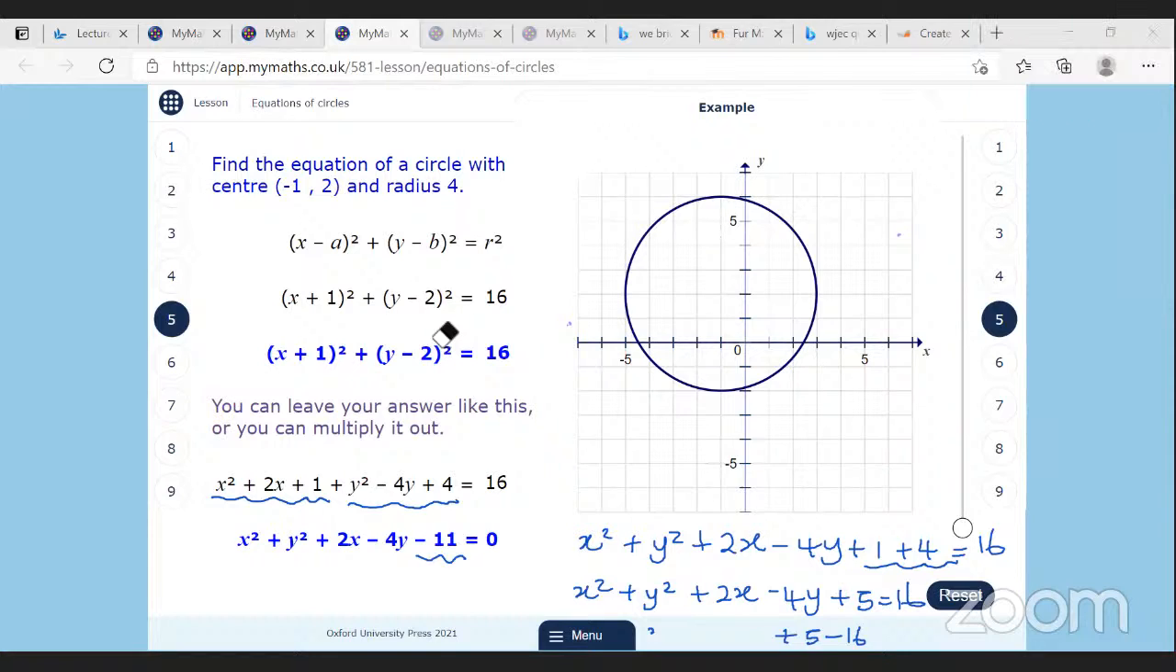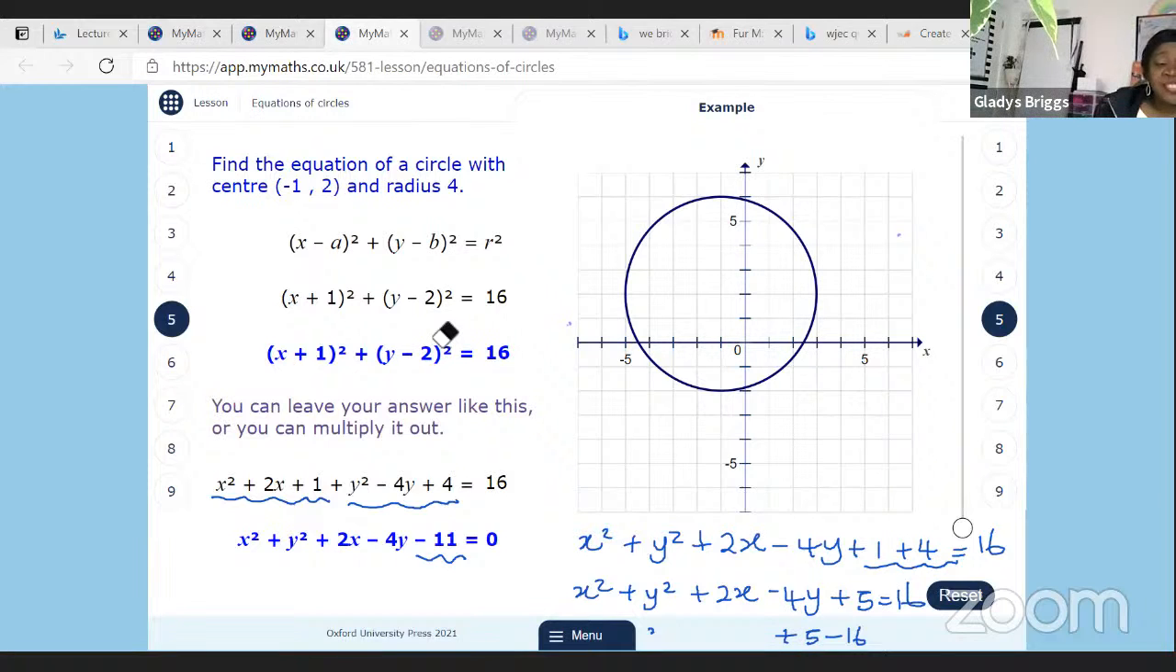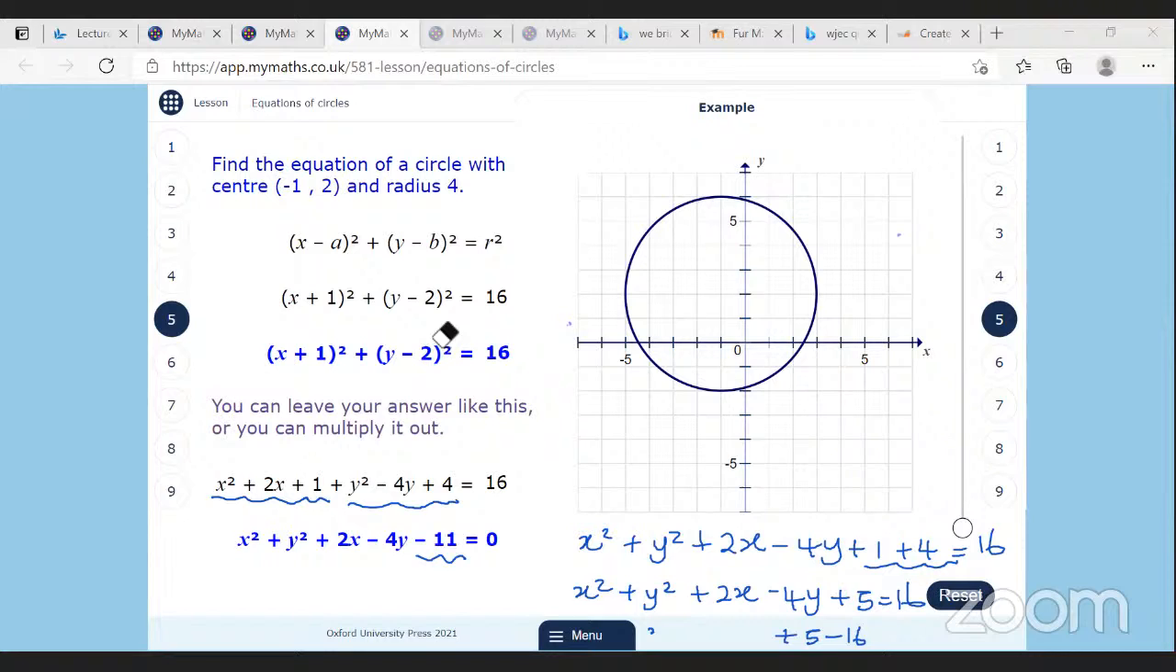Do I have to do this, or can I leave my answer? No, you have to do it. You have to write it in expanded form. Don't look for shortcuts. No shortcuts. You have to write your answer in expanded form.